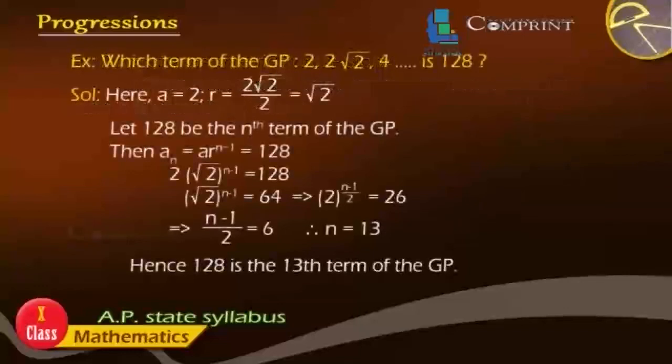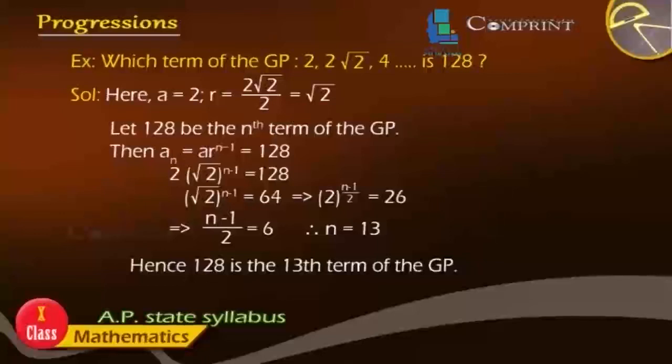Example. Which term of the GP 2, 2√2, 4, and so on is 128? Solution. Here a = 2, r = 2√2/2 = √2. Let 128 be the nth term of the GP. Then an = a × r^(n - 1) = 128. 2 × (√2)^(n - 1) = 128. (√2)^(n - 1) = 64.